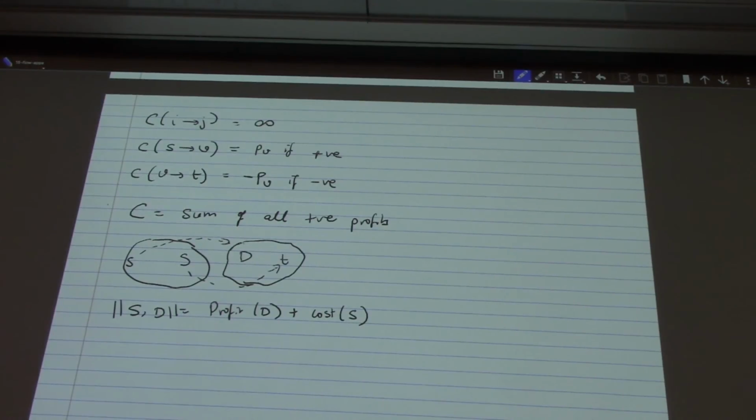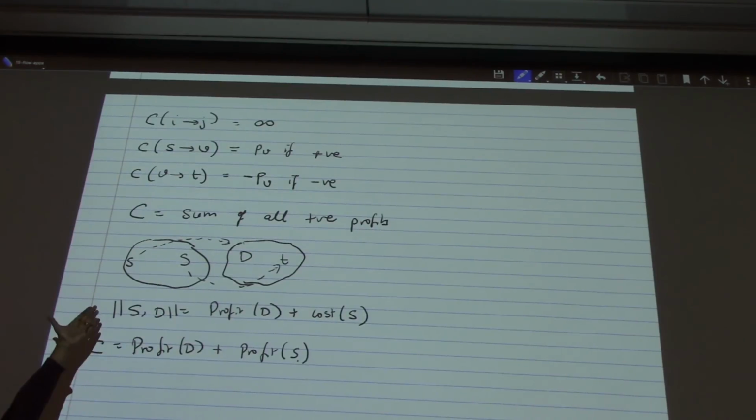What is this quantity C? C is equal to the profit of D plus the profit of S. Right? C is the sum of all the positive values. So it's whatever positive values you have there, whatever positive values you have here.